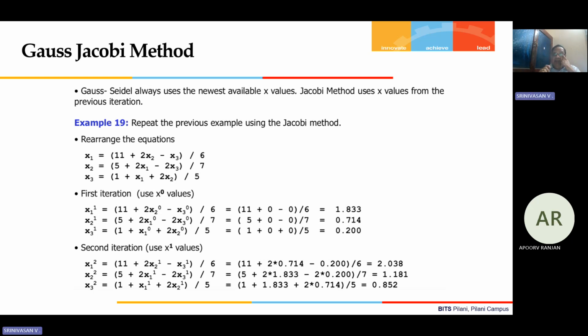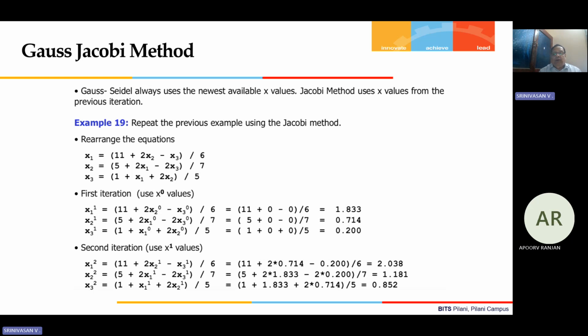Then you may ask one question. If this is the way it is going to change, will there be a change in the solution? No. Equations are the same. You are going to get the same solution. But the iteration procedure will be different, so that you will end up with the same solution after a good number of iterations.